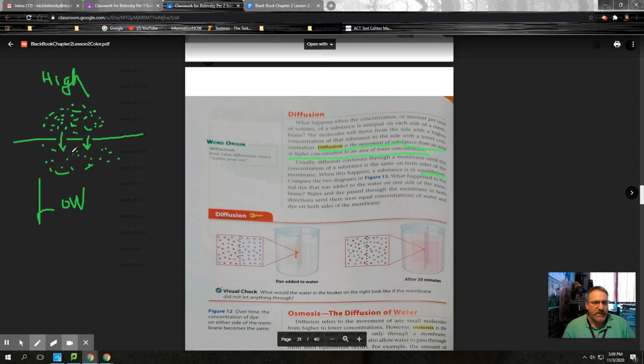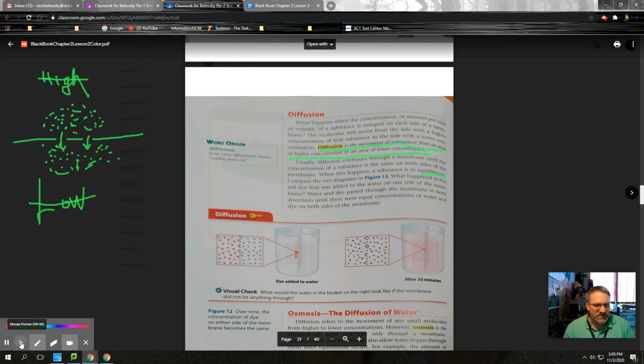So if I start quickly making little green dots, when the numbers start to even out, that is when it will stop moving over, because no longer do I have a high area here and no longer do I have a low area here. It's just about evened out. And so they stop moving around as much. So that's what equilibrium is.